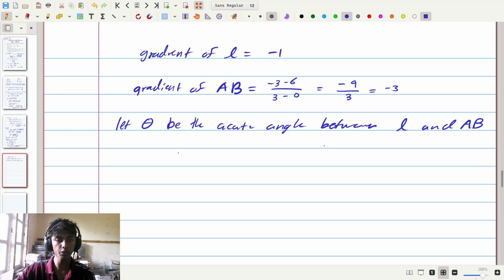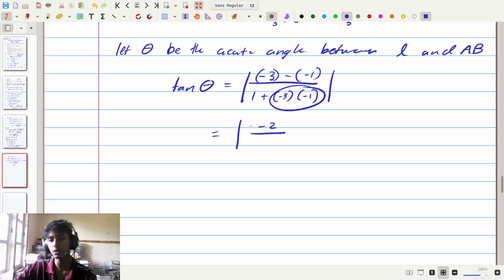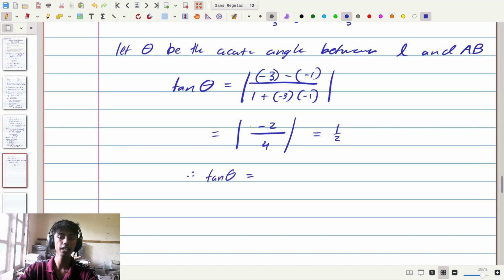We are going to get the equation tan theta equals modulus of (minus 3 minus negative 1) divided by (1 plus negative 3 times negative 1). Simplifying this down, on top we are going to get negative 2, so modulus of negative 2 divided by 1 plus positive 3, which is 1 plus 3, which is 4. So we get modulus of minus 2 divided by 4, which is equal to minus a half, modulus, which is going to be equal to plus a half. And therefore, tan theta is equal to half.